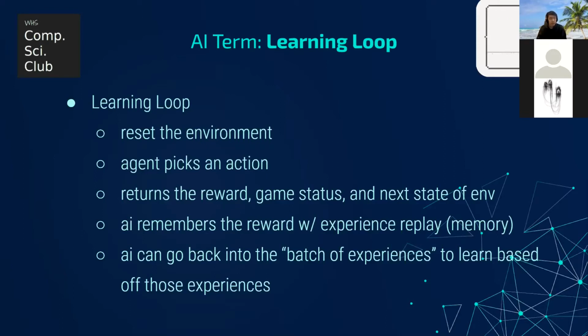The next frame of the game, because we're going to be analyzing frame by frame. And then your AI, the agent, remembers the reward with the experience replay. The experience replay is basically like the memory, and the AI can go back into this batch of experiences to learn based off those experiences. We'll get to more about it later, but roughly, it has good rewards, and it goes back and chooses some of those good rewards and learns based off the good ones, right? Because you want to learn off your high scores basically.